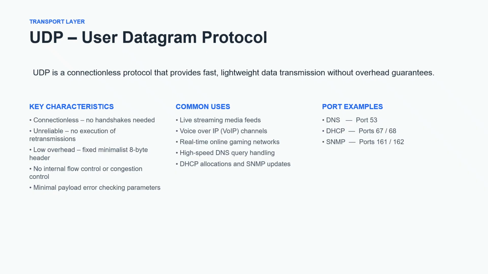The UDP header is only 8 bytes compared to TCP's 20 bytes. This makes UDP faster and more efficient for certain applications. UDP has no flow control or congestion control mechanisms. UDP is used for streaming media, VoIP, online gaming, DNS queries, DHCP, and SNMP.